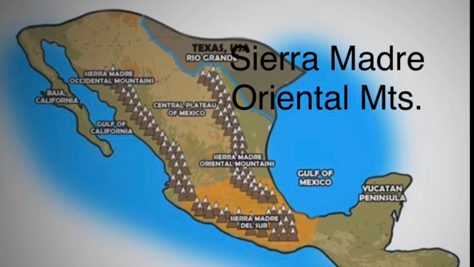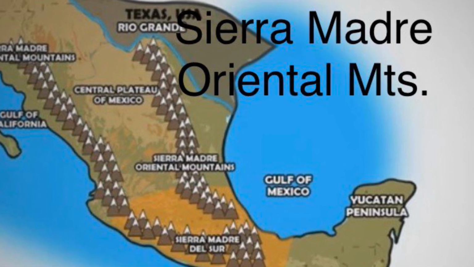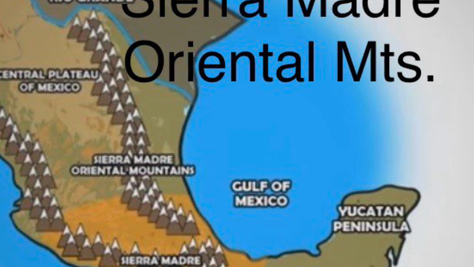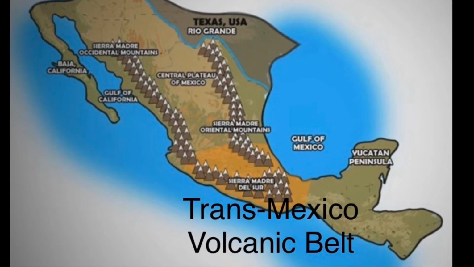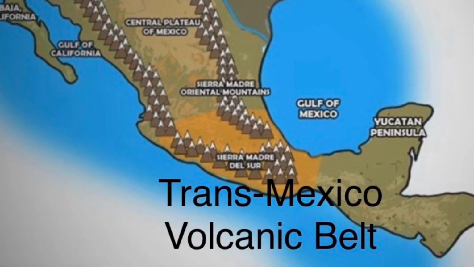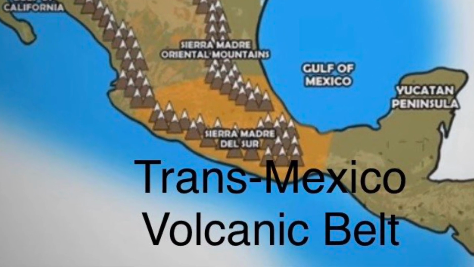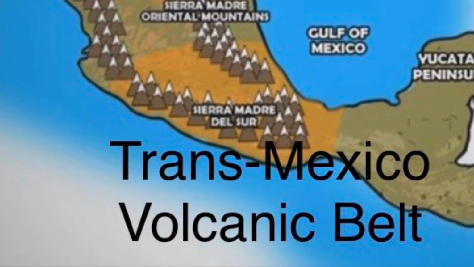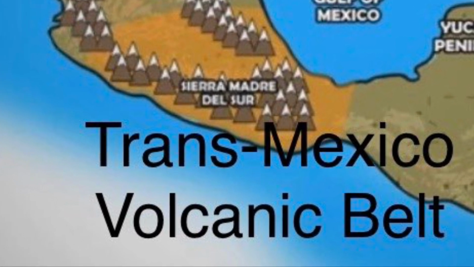The Sierra Madre Oriental mountains run along the eastern side of Mexico. And I bet you figured out Oriental means eastern side. The Trans-Mexican Volcanic Belt runs along the southern side of Mexico from west to east. This belt of mountains is also called the Sierra Madre del Sur, which Sur means south, and this is where most of the hot volcanic action in Mexico is happening.